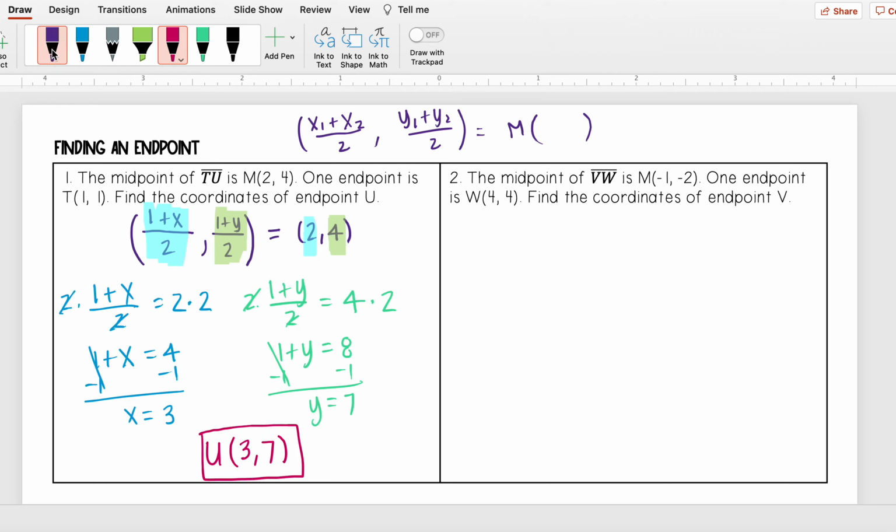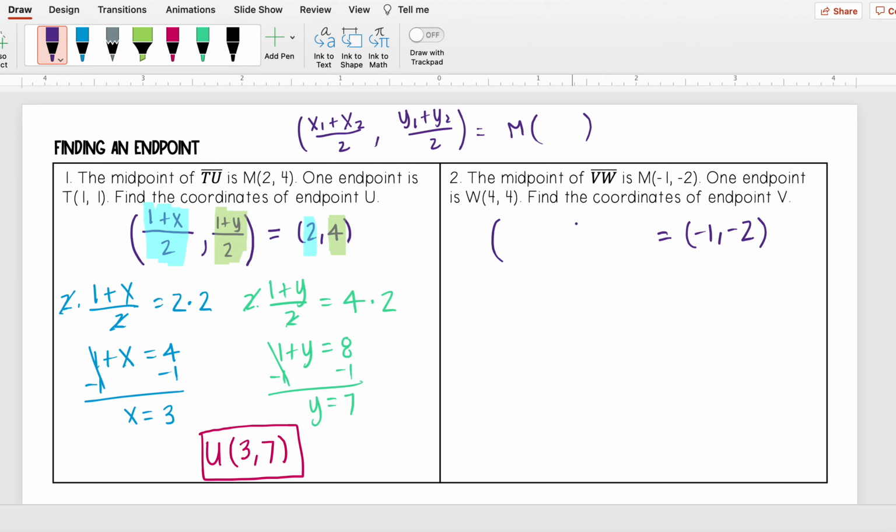Okay, let's try another one. Here, the midpoint of VW is (-1, -2), so I know my midpoint is that. One endpoint is W(4, 4). You'll notice here I end up getting the second endpoint. It doesn't matter which one you get, you're still going to do the same process. And I want to find the other endpoint.